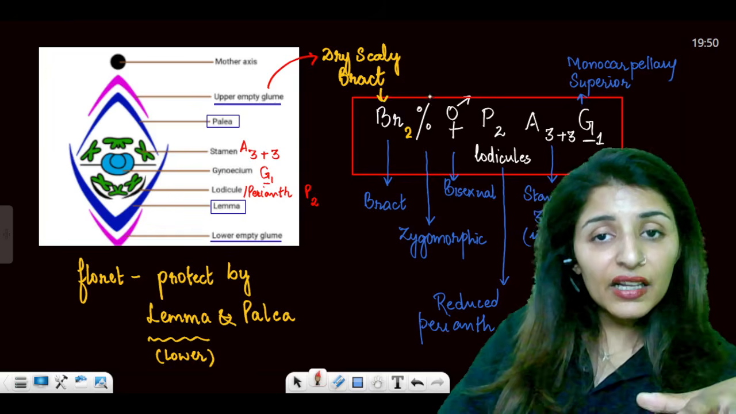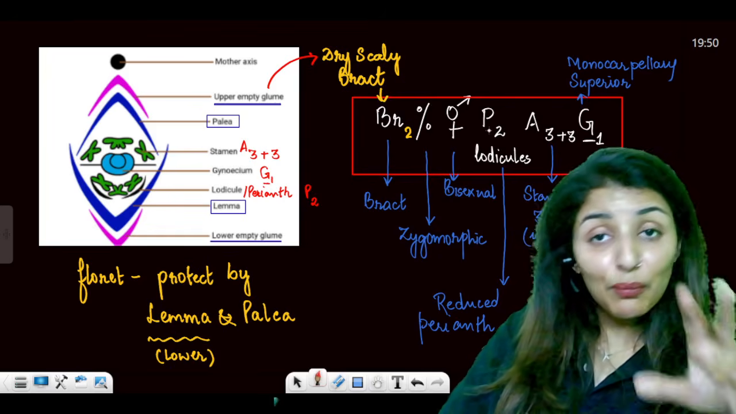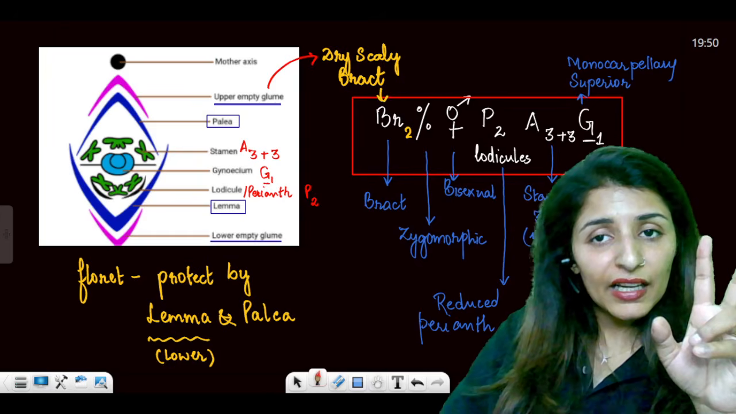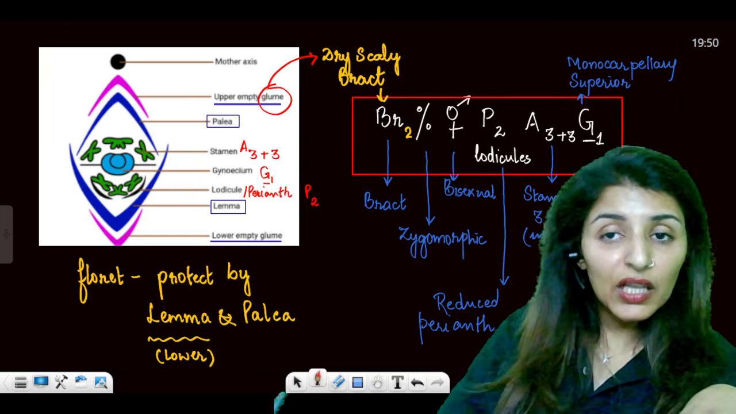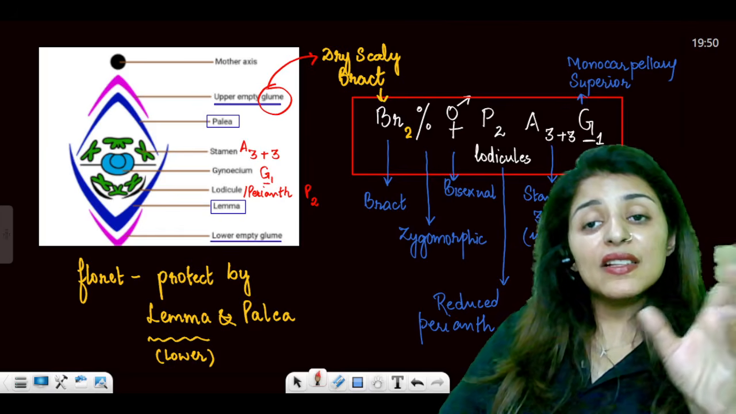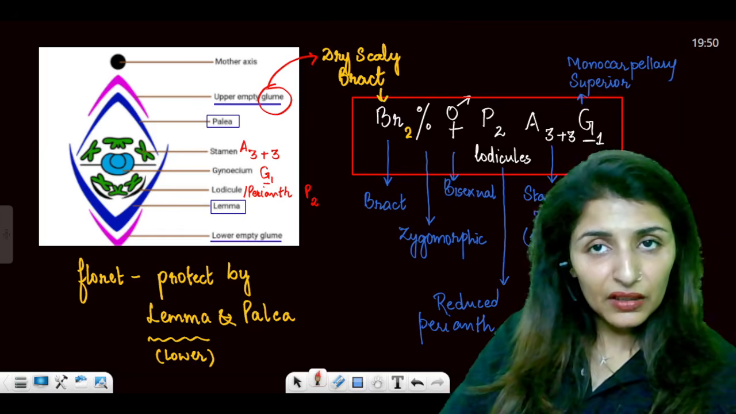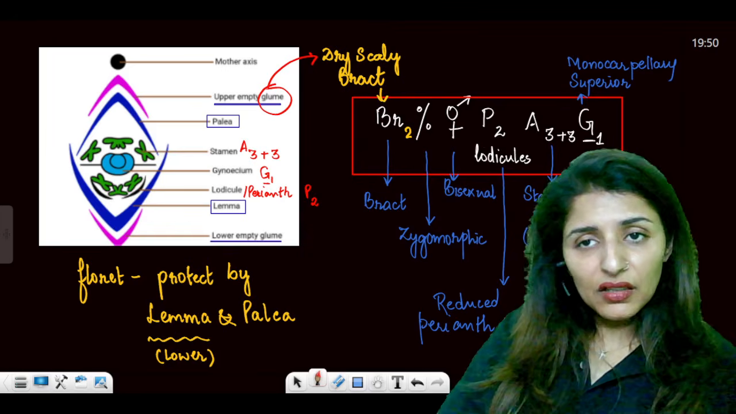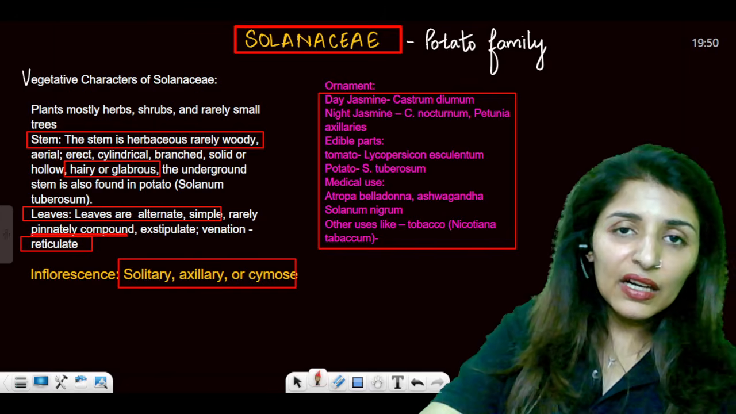So bract is there. It shows zygomorphic symmetry, bisexual flowers, two perianth, two tepals basically, and again, I told you it is not well developed. That is why it is known as lodicule. Now androecium, it can be 3 or it can be 6. So if there are 6, they are again in two whorls, 3 plus 3, right? While the gynoecium is superior and it shows monocarpellary condition.